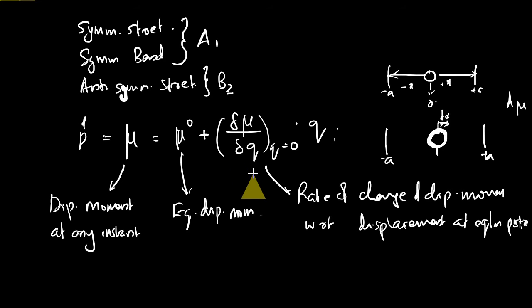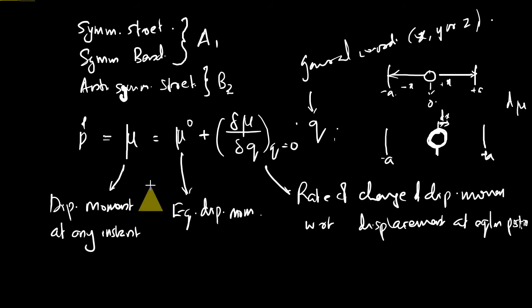∂μ/∂q is the rate of change of dipole moment with respect to displacement at the equilibrium position. And this quantity is multiplied by q, where q is the general coordinate. It can be x, y, or z. So here I have given you the transition moment operator, that is nothing but the dipole moment of the molecule.